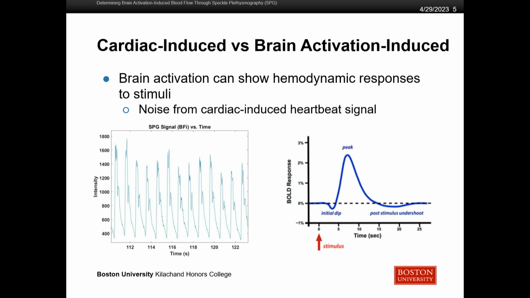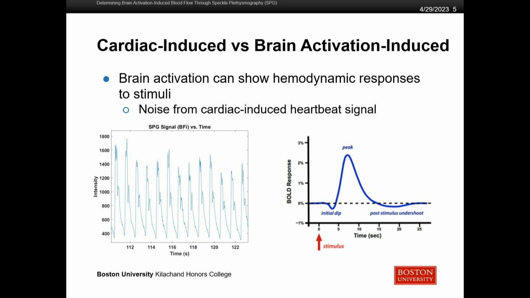When you look at something like BFI, this is the raw signal that you get on the graph on the left. There are two things you're looking at here. There's the cardiac-induced blood flow, basically your heartbeat. That's the up and down on the graph that you see every second or so. But there's also brain activation-induced blood flow. What I mean by this is more the graph on the right, which shows a typical hemodynamic response. There's an initial stimulus, and the brain responds by increasing blood flow to the brain, and then eventually it goes back down to normal.